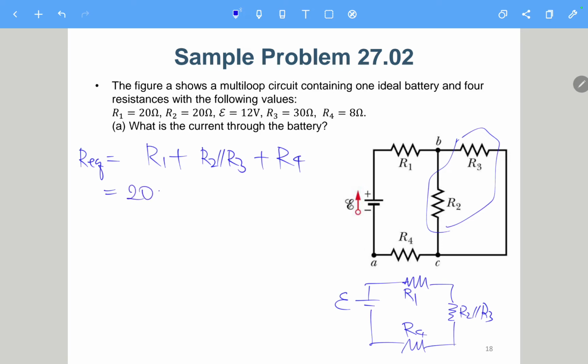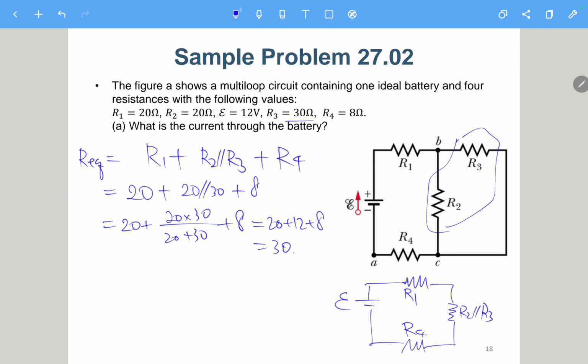We have 20 plus 20 parallel 12. Sorry, not 12, this is 30, and then plus 8. So this is 20 plus 20 parallel 30, which is 20 times 30 all over 20 plus 30, plus 8. So this is 600 over 50, which is 12. So we have 20 plus 12 plus 8, which is 30 ohm. So in that case, what is the current through the battery?